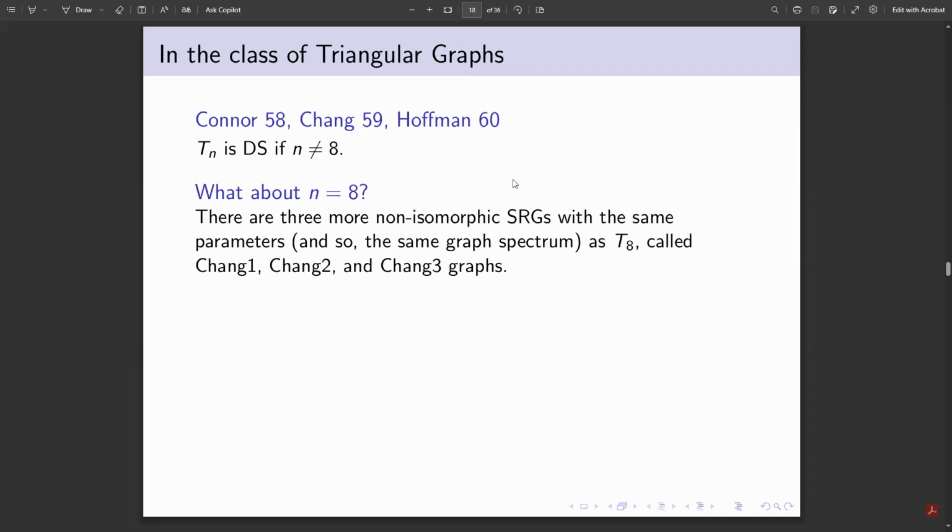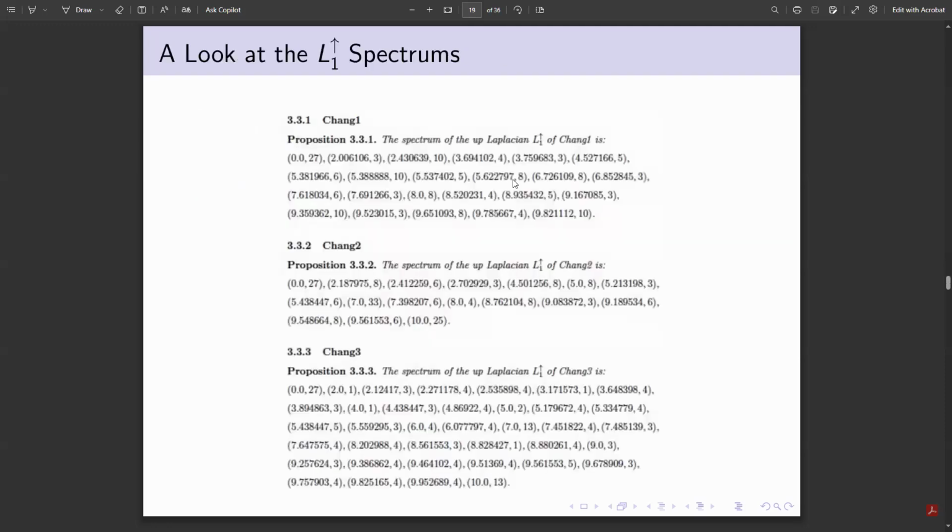So it turns out, here's a concrete example. It's a theorem from the 50s that if you take the class of triangular graphs for each n, they are always determined by their spectrum, except for the case n equals 8. Meaning, if you take the triangular graph T_n for n not equal to 8, there are no other graphs that have the same eigenvalues as this graph, except for the n equals 8 case. And for n equals 8, there are 3 non-isomorphic graphs. We call them the Chang 1, 2, and 3 graphs. And here is their L1 up spectrum. So the operator I just defined, if you look at their spectrum, you can easily see that these are different.